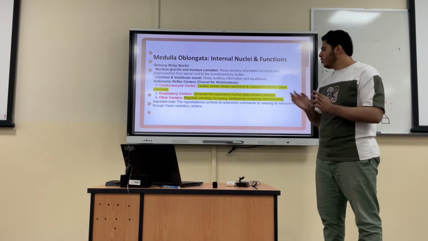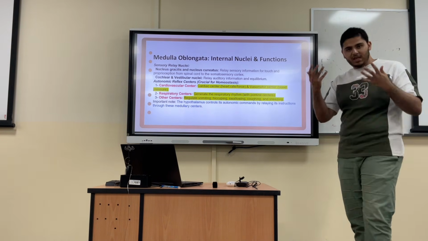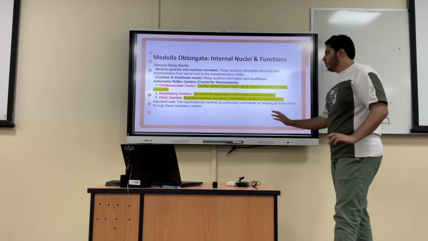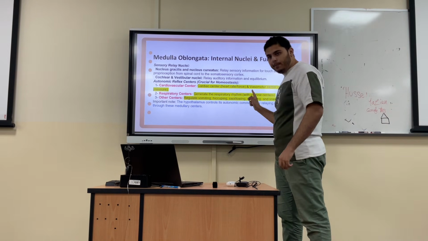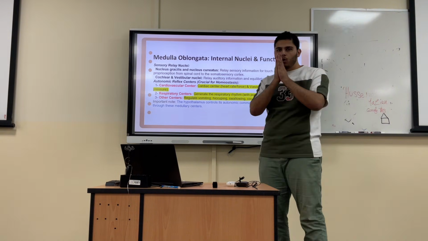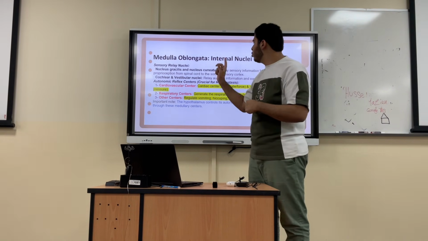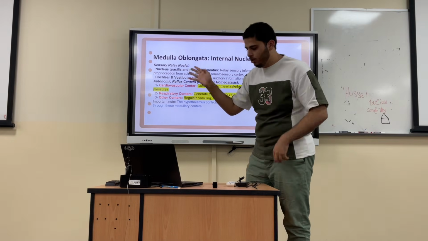Now, other centers also regulate vomiting, coughing, swallowing, and sneezing, okay? And as I said, the hypothalamus controls its autonomic commands, which are the visceral commands, by relaying its instructions through these medullary centers. Okay, so everything that happens should pass through the medulla oblongata.